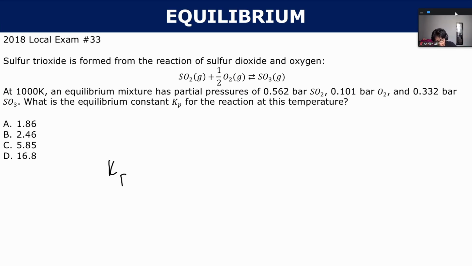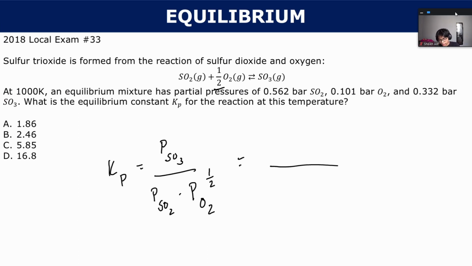Remember Kp. Kp is going to be the partial pressures of the products over the partial pressures of the reactants. So the partial pressure of SO3 over the partial pressure of SO2 times the partial pressure of O2. And since the O2 has a stoichiometric coefficient of 1/2, this is going to be raised to the 1/2 power. And so if we plug all this information in, we're going to get 0.332 over 0.562 times the square root of 0.101.